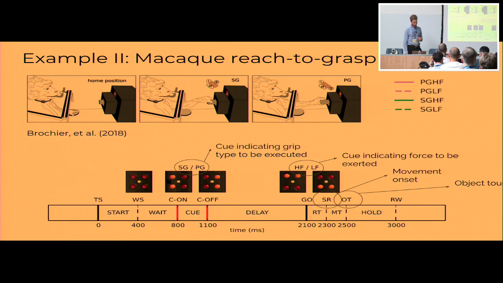This is another experiment in which a monkey is sitting in front of a screen, and when a cue comes on, it knows what kind of action it will have to do. Then it has to wait a few seconds before it has to reach out and grab this object which is sticking out with 2 types of grip, either a side grip or a precision grip.